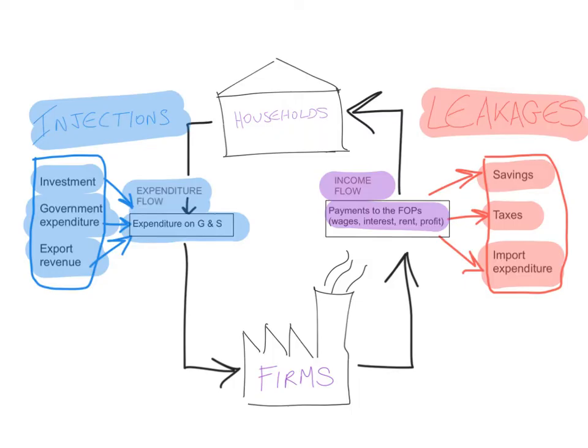So there are leakages and injections. They come or go either to the financial markets, if we talk about savings and investment, or from the government sector, if we're talking about taxes and government expenditure, or to the foreign sector, if we're talking about import expenditure, which is a leakage, and export revenue, which is an injection.